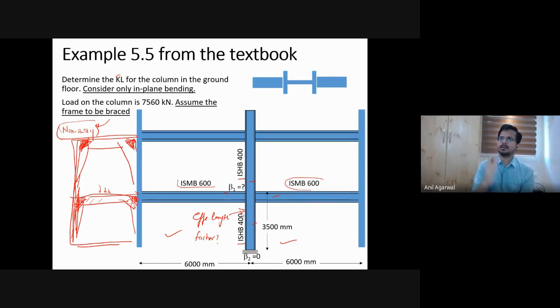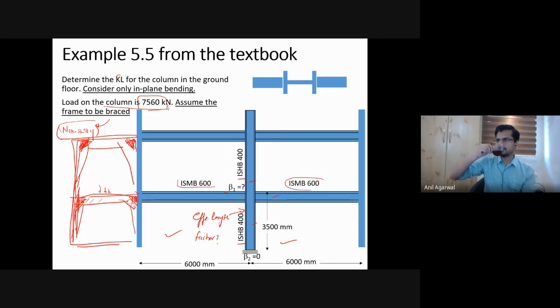Also the KL in the other direction, and whichever one was smaller, that would have governed. But in this particular case, you are simply asked to calculate the KL value of this column for buckling in the plane of the frame. So you don't have to worry about the other KL. Also, one value is given, that is the load on the column, 7560 kilonewton. Now that might be curious information for you. Why do we need the load?